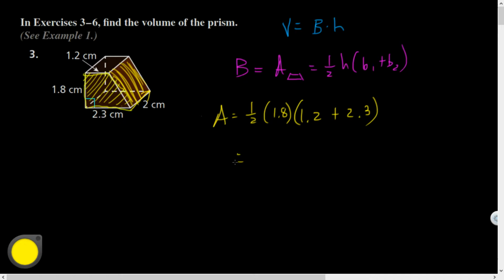So let's see, I could calculate this for you. I actually brought my calculator home yesterday. Doing some calculating. 0.9 times 3.5. So the area of the base is 3.15 for the area of our trapezoidal shape. And so therefore the volume, this by the way would be measured in centimeters squared. And so the volume is going to be 3.115 multiplied by the 2.